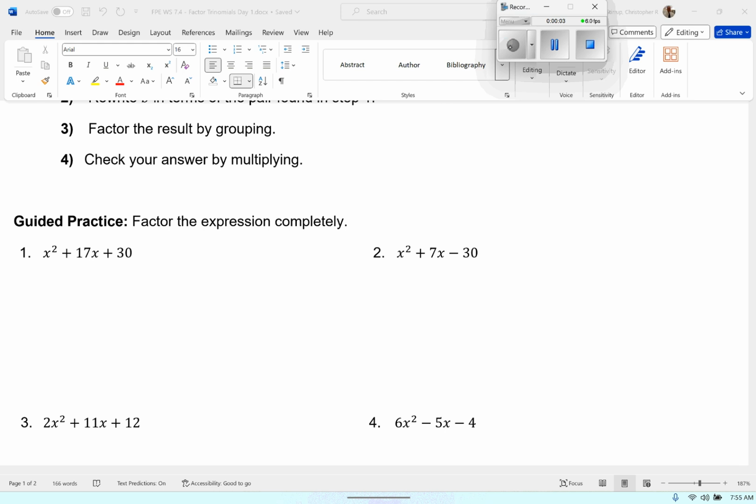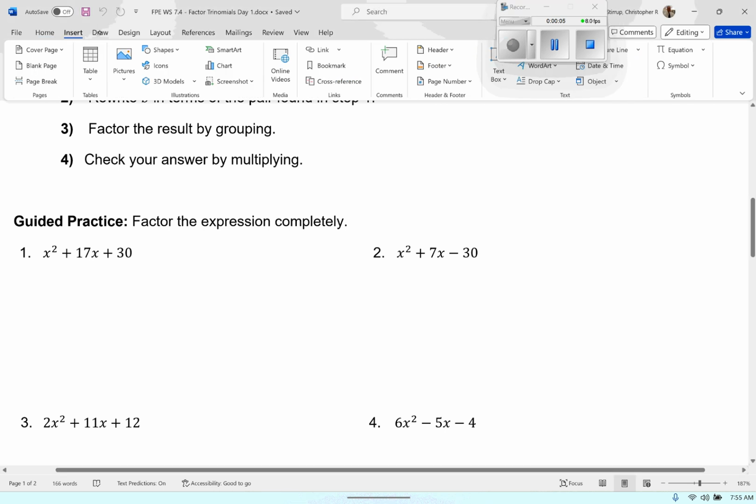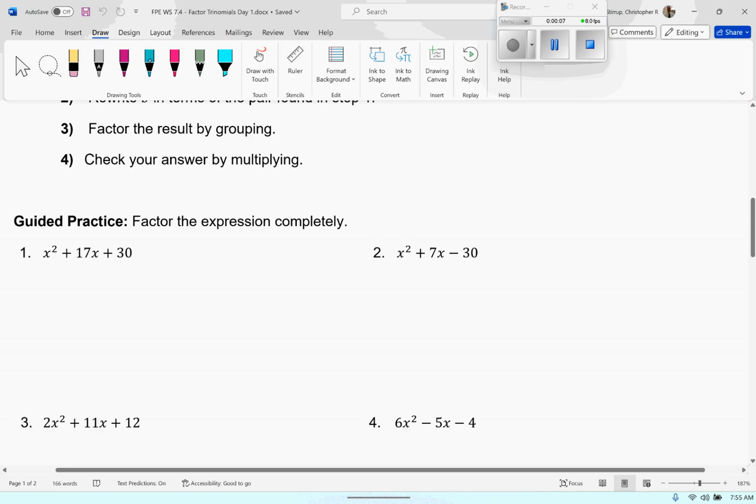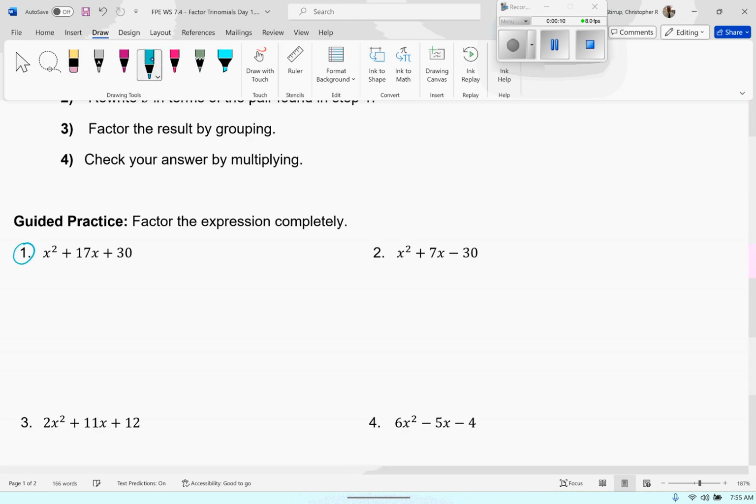Hi, Algebra 1. Remember I asked you to just try two of these problems. So I'm pretty sure I did this one and I did this one. So let's go through the others.